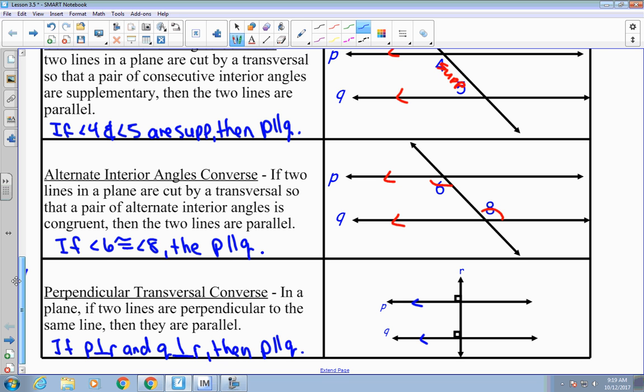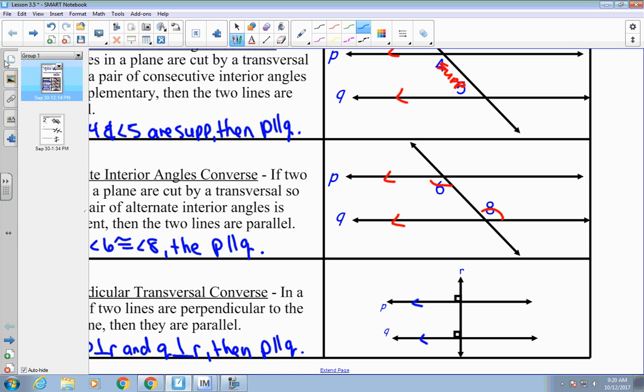So, 5 ways to prove parallel lines. Okay? 5 ways. If you can show corresponding angles congruent, you've got parallel lines. If you can show alternate exterior angles congruent, you have parallel lines. If you can show alternate interior angles congruent, you have parallel lines. If you can show consecutive interior angles supplementary, you've got parallel lines. And last, if you can show that two lines are perpendicular to the same line, then those two lines are parallel to each other. And again, in each case, you use the converse to prove parallel lines.